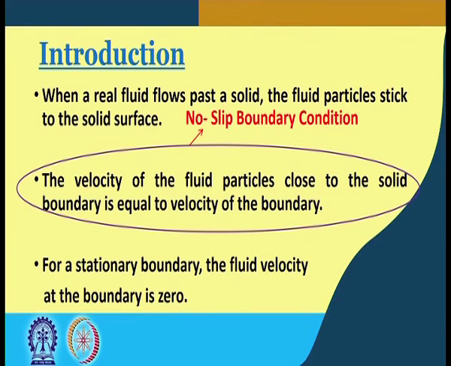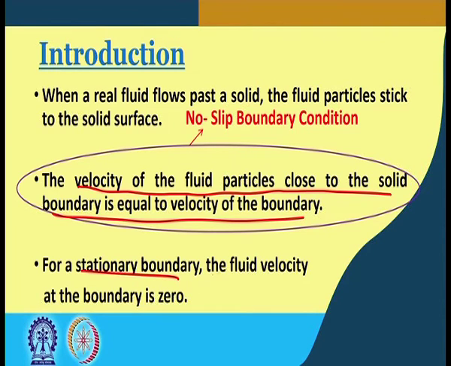For a stationary body, the fluid velocity at the boundary is going to be 0, because as we said in this point above, the velocity of the fluid particles close to the solid boundary is equal to the velocity of the boundary. So if the boundary is stationary, then the fluid velocity at the boundary is going to be 0. This is the most commonly used no slip boundary condition in viscous fluid flow. What is viscous fluid flow? A small detail which we have already talked about before, but we will look into more details in the upcoming lectures in coming weeks.